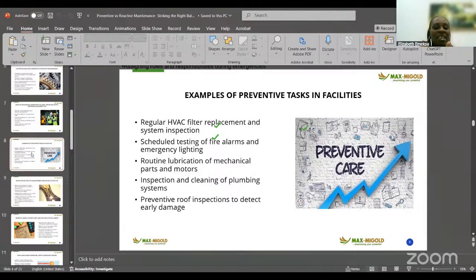Okay, so what are the examples of preventive tasks in facilities? Regular HVAC filter replacement and system inspection. For example, when you want to do maintenance for your HVAC, what do you do? You check your filters. You check the drainage line to ensure that the water is going. Because if water is not going, all of a sudden you see water dripping inside the office. What's causing this? It's not village people, my dear.